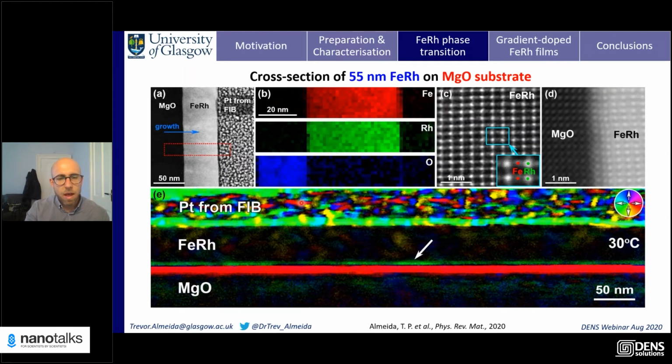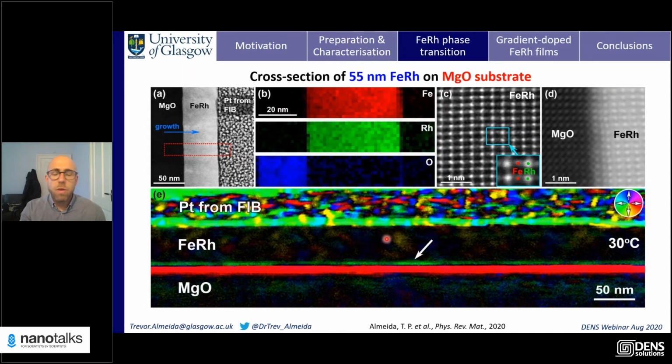And what we're looking at here as the interfaces is this large green band, and this is due to the change in mean potential between the platinum protective layer and the iron rhodium. And we also see a large red band, which is the change in mean potential between the MgO and the iron rhodium. But what's not so noticeable is we've actually got this very thin green band at the interface between the iron rhodium and MgO.